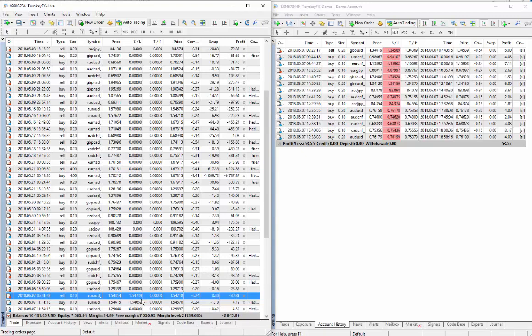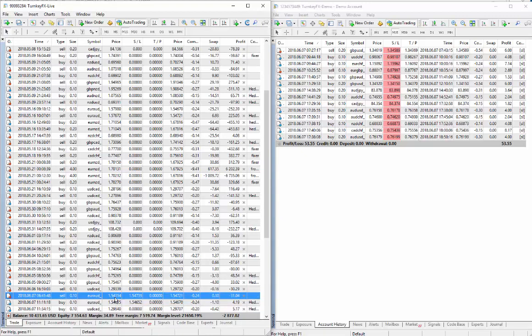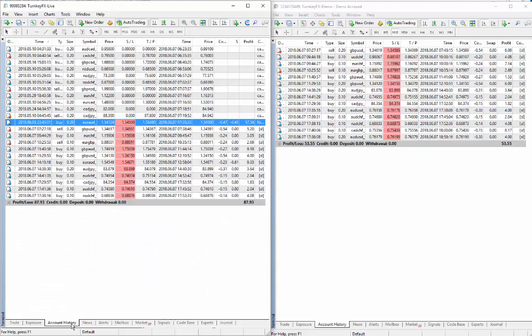And if it does, then as that trade improves, I will start moving the stop on that trade to protect either more profit in the case of the trade that's profitable, or less negative in the case of the trade that is negative. So back to our account history.